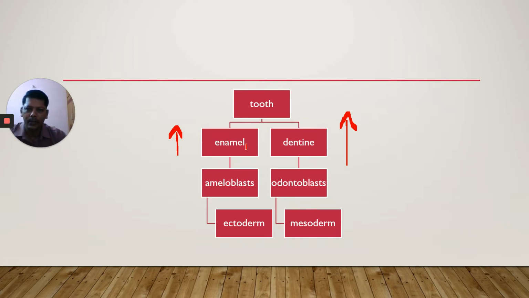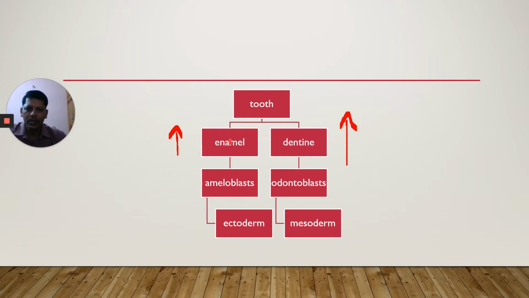The hardest substance in the human body is enamel. Enamel is harder than bone, and also harder than dentin. Our tooth has basically two substances: enamel and dentin. Dentin forms the bulk of our tooth.